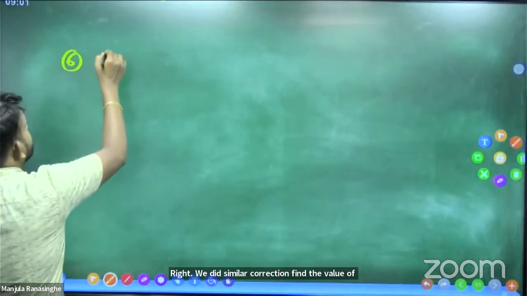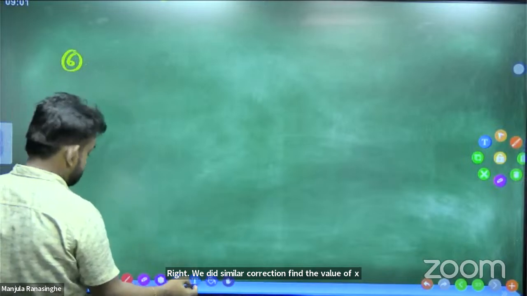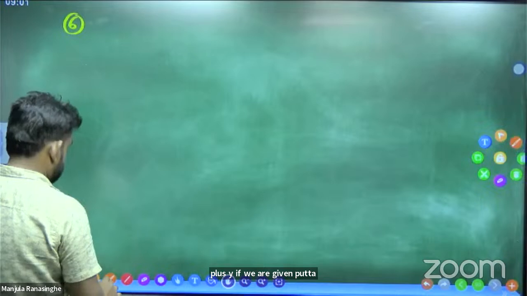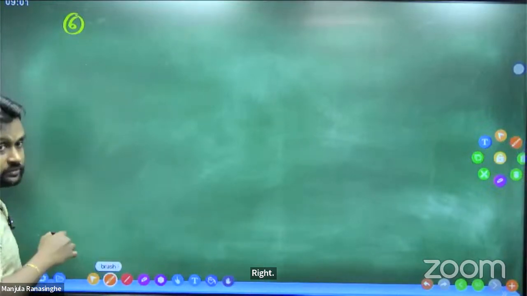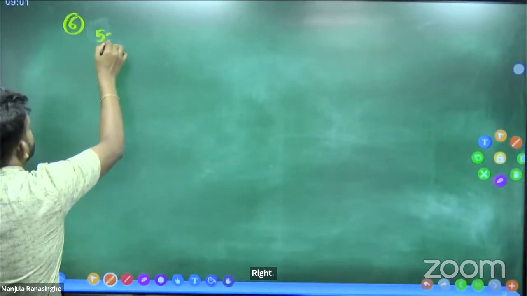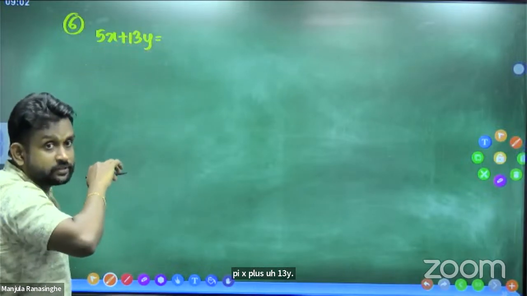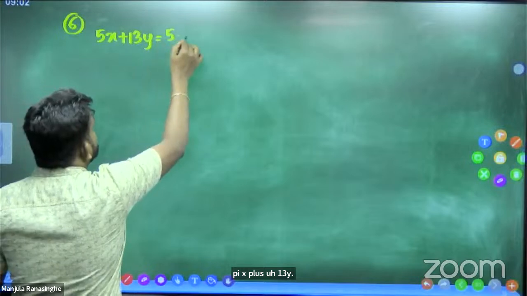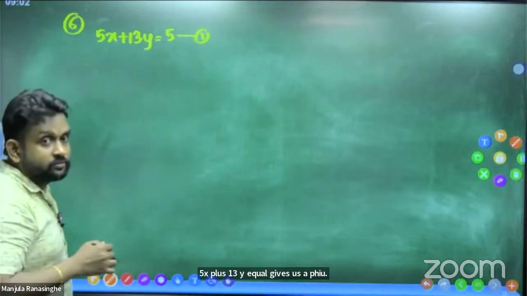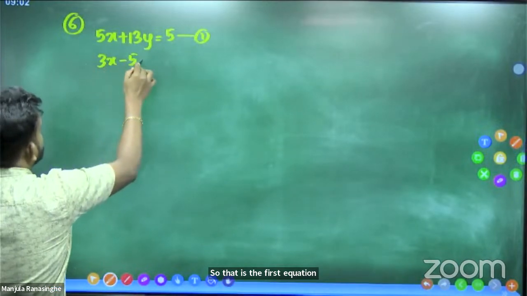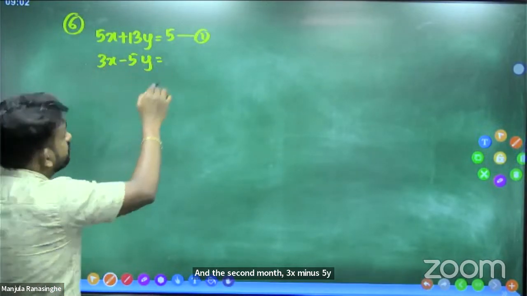Here it is given: 5x plus 13y equals 5. So that is the first equation. And then the second one, 3x minus 5y equals 3.